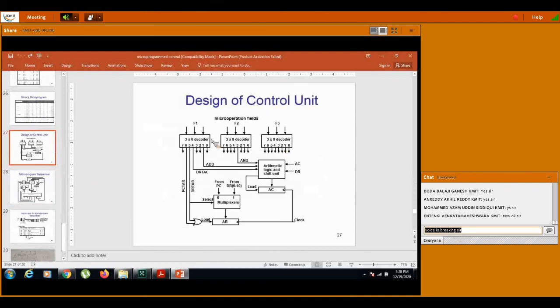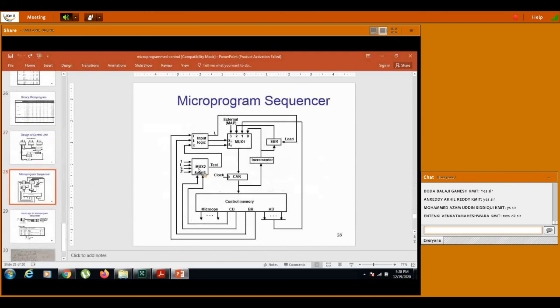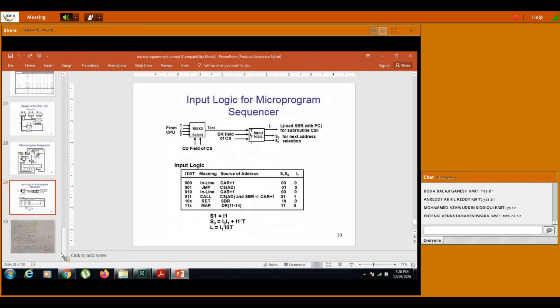So all this is represented in this particular way. Here you are using a decoder, a multiplexer like this, and we are going. Okay.